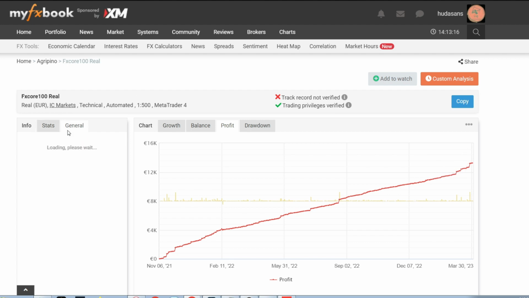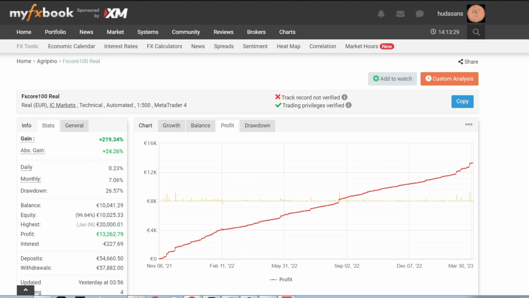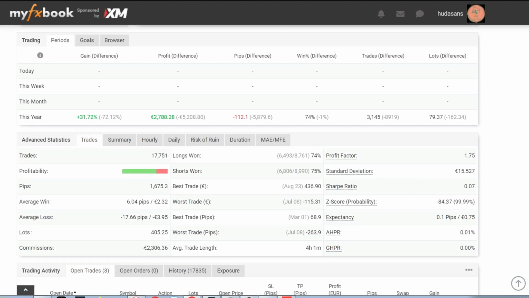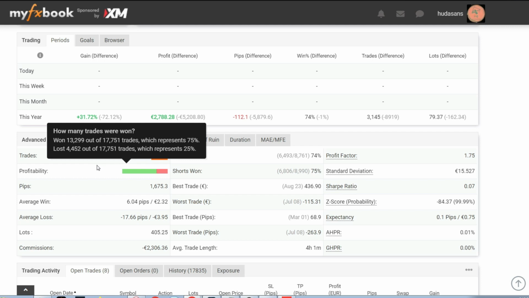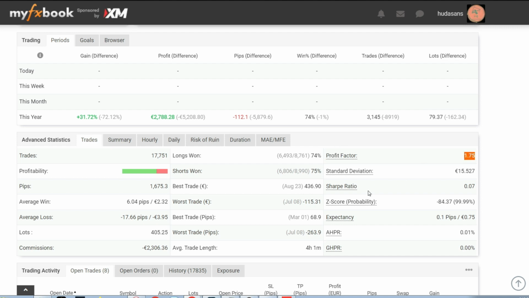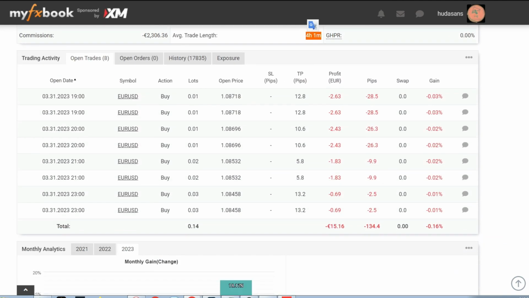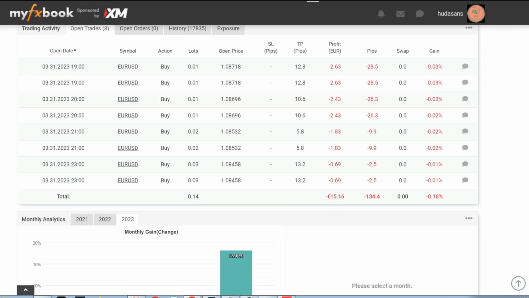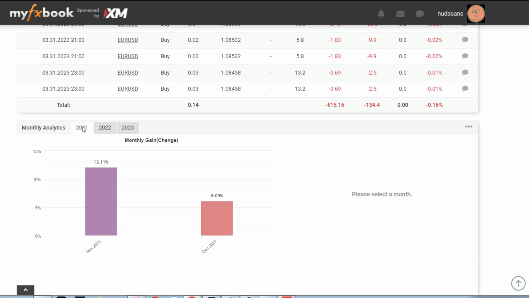These are the results of Forex trading that have been carried out from November 6, 2021. Advanced statistics: the total trading that occurred was 17,751 transactions, with 13,299 profitable transactions, around 75%. The resulting profit factor is 1.75. Average trading duration is 4 hours. Monthly analytics: you can see here the profits from 2021, 2022, and 2023.